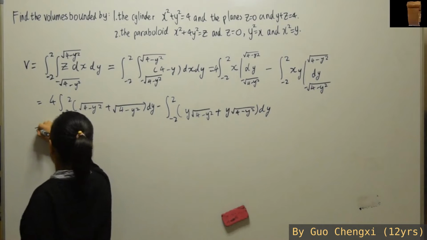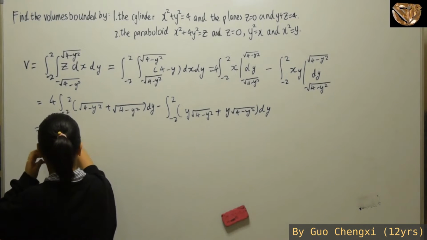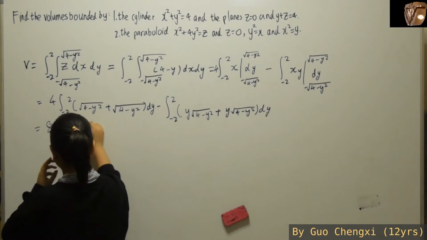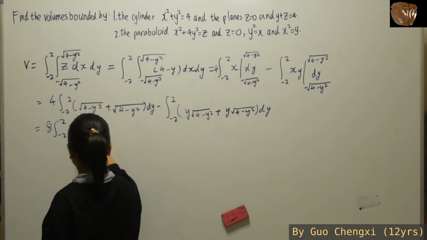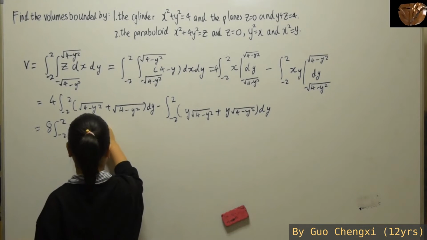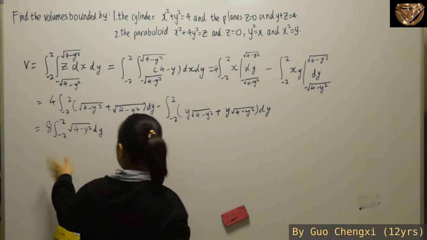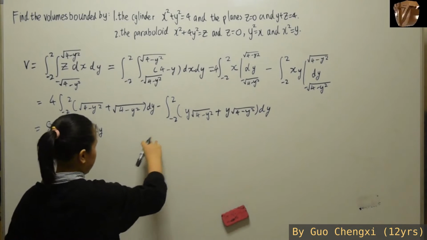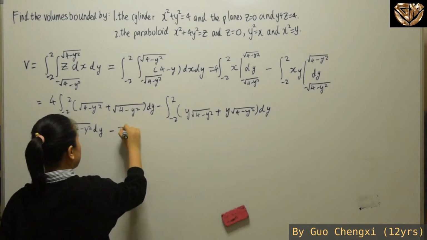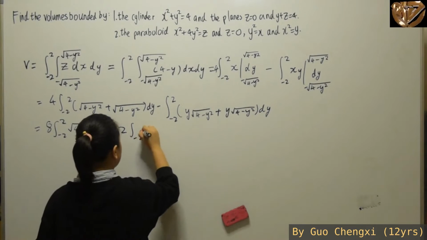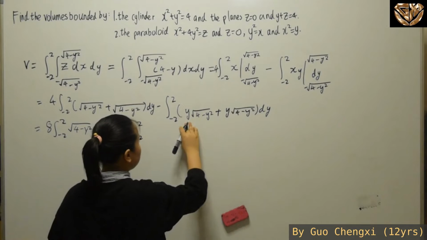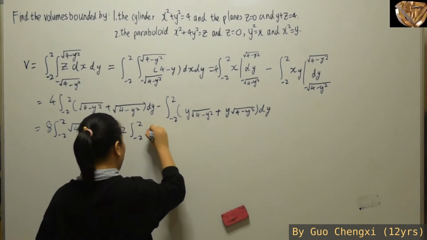So over here, for now, since we have gotten 8 square root 4 minus y squared dy, we cannot solve it yet, right? Because you cannot just straight away integrate in this case. On the other hand, over here you can straight away integrate it. But first we have to put the y inside.